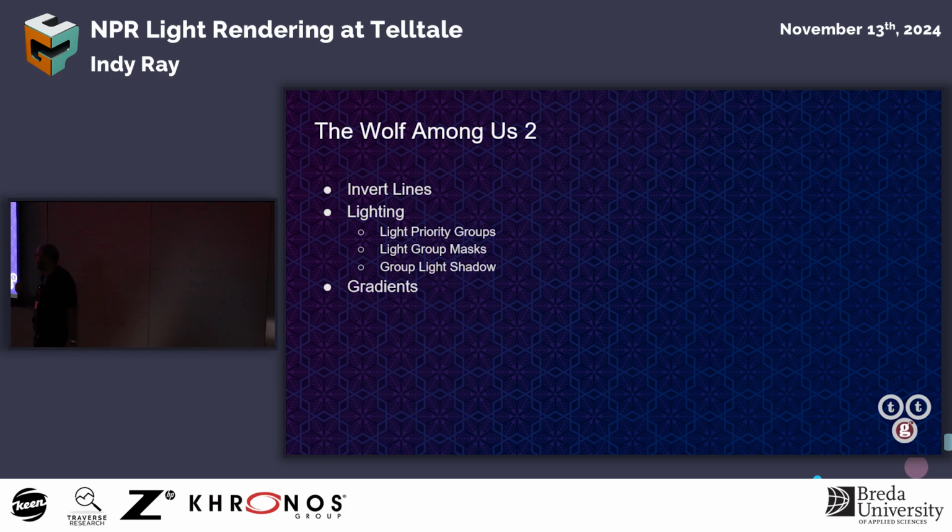Light group masks: Unreal already has kind of a system to say this light only affects this object, but it's pretty limited. So we wanted to lean hard into that and have lots of groups. We wanted to be able to apply shadows more deliberately through the scene, and then we have a gradient system that gets a surprising amount of work.